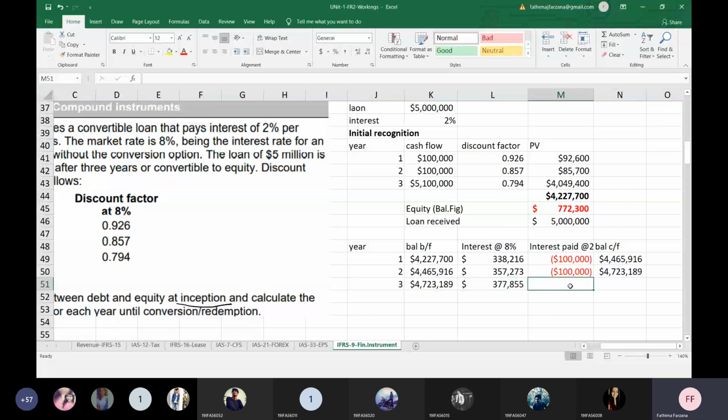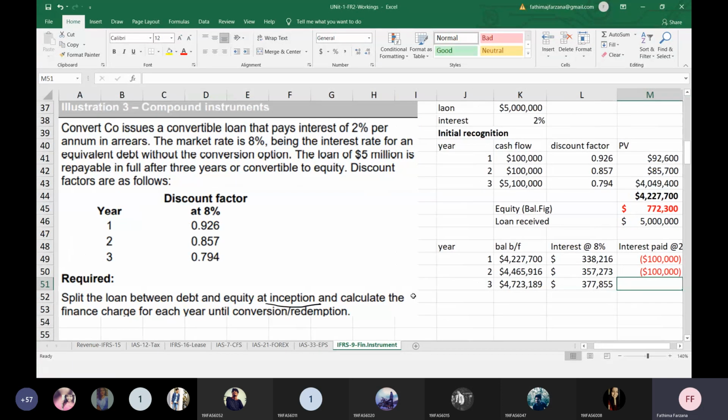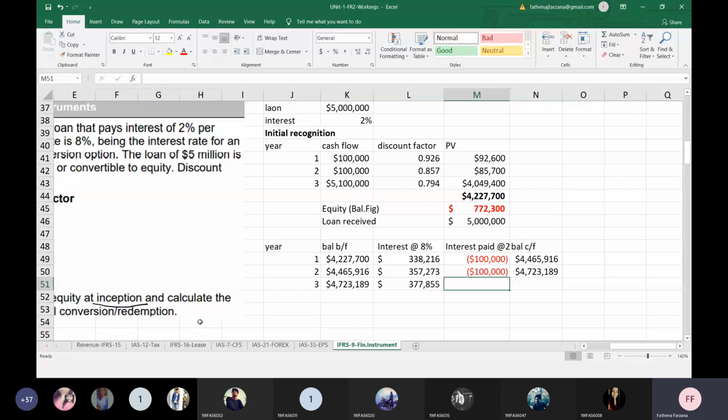And again, coming here, third year, you will pay interest because you're not paying everything. You pay interest and then you're converting to equity. So here they are asking, calculate the finance charge for each year only. So how much finance charge are you paying in the final year? Finance cost. Third year. Are you paying any finance cost in the third year?